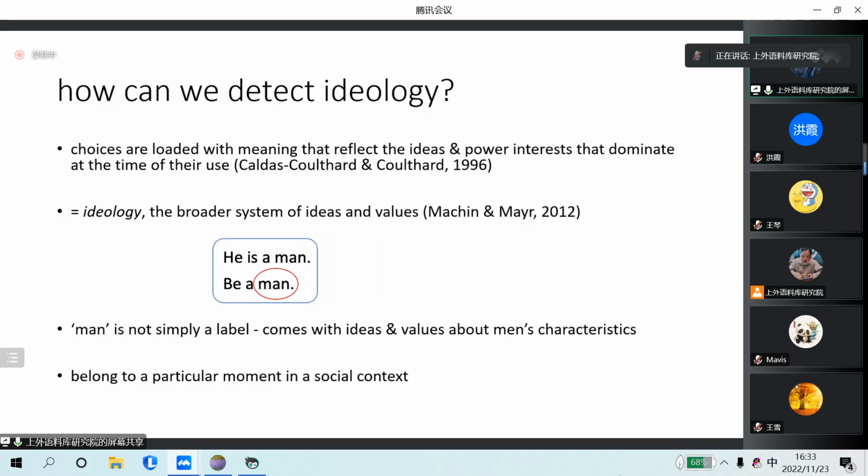So the point is that man here is loaded with ideas, what that means, yeah? And they can be different. This kind of ideology, these values, can be different in different social contexts. Here, masculinity is something different than in the West, you could say. And they also belong to a particular moment in time.